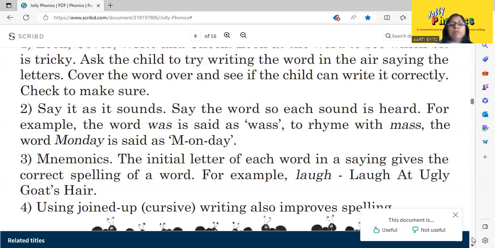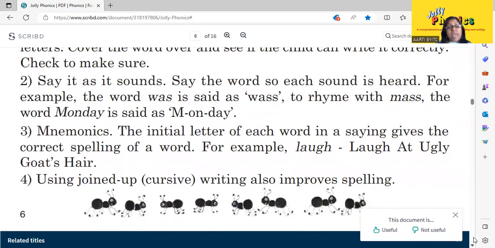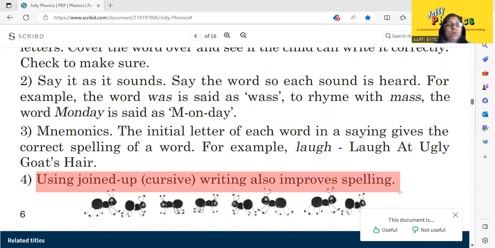Using joined up cursive writing to improve spelling. Yes, very important factor. So at the very beginning stage, where we are just making the child understand the sounds, here we can put some light on it. And on the very first point, that is look, cover, write, and check. These two points, basically, in the beginning. Later on, we shall be able to go for this mnemonics and saying by the sound, every point.